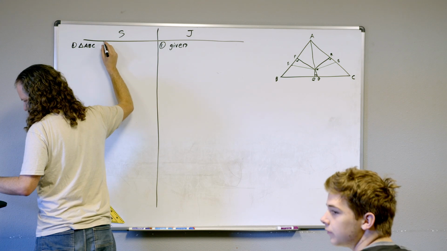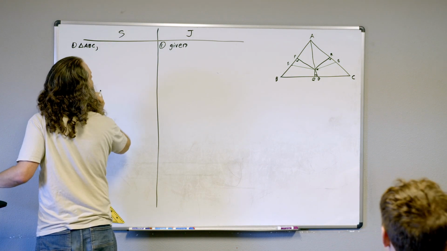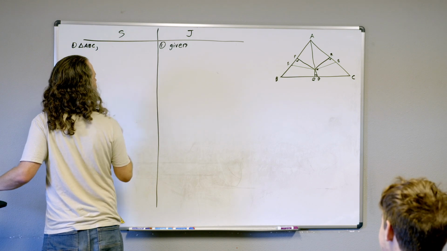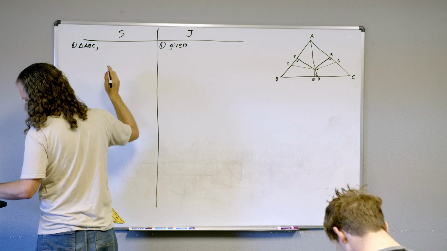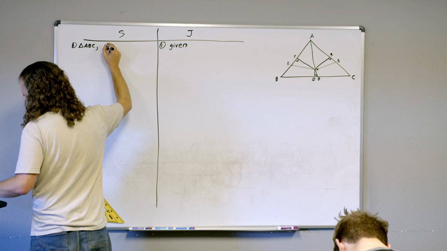ABC. Given: there's a triangle ABC. ABC is a triangle. I don't know why they wrote that as one of the givens, but whatever. AD.